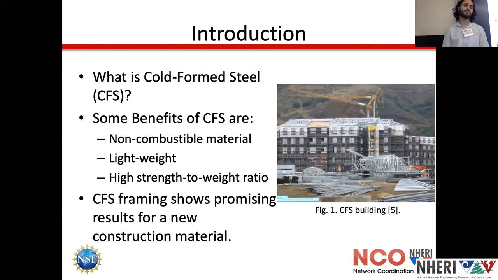It's a non-combustible material, making it resistant to fire spread and corrosion. It's a lightweight material, making it easy to ship, handle, and assemble. It also has a high strength to weight ratio, making it ideal for structural members. Cold form steel framing shows promising results for a new construction material due to its physical properties. Its high durability and ductility make it ideal for high seismic zones.